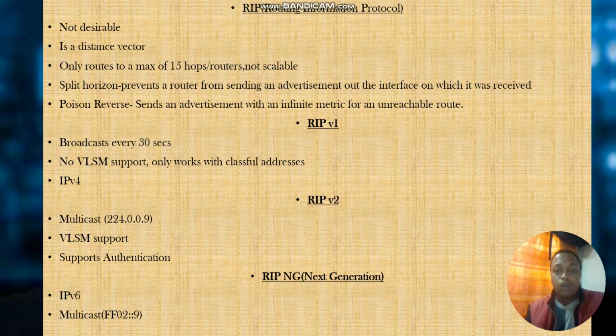Now, for RIP we have 3 versions. We have RIP version 1, and RIP version 1 works with broadcast packets, whereby it's sending to each and every host in the network. It does not support VLSM, that is variable length subnet mask. I forgot to say that the broadcast is sent every 30 seconds to just notify that it's there, it's available, and it's only available in IP version 4.